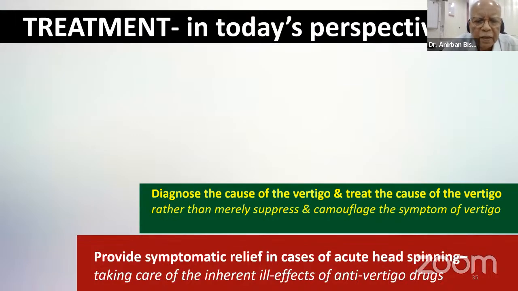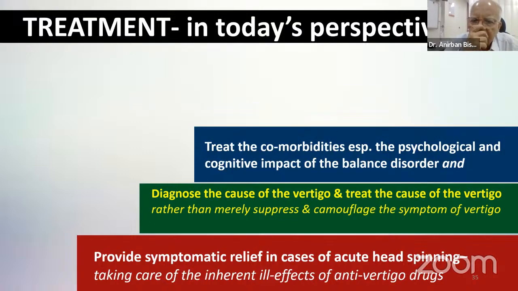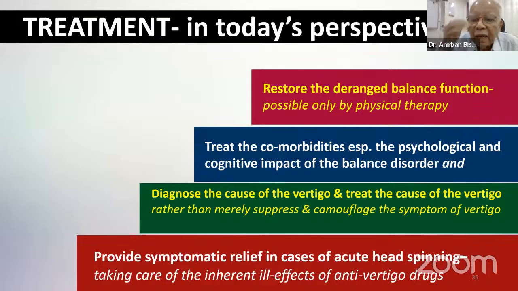Then, once you have given some symptomatic relief to the patient, diagnose the cause of the vertigo and treat the cause of the vertigo rather than merely suppress and camouflage the symptom of vertigo. This is the second thing. Then, the third thing is to treat the comorbidities, especially the psychological and the cognitive impact of the balance disorder, and lastly, restore the deranged balance, which is possible only by physical therapy.